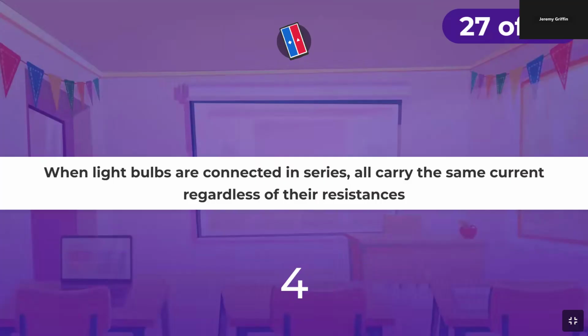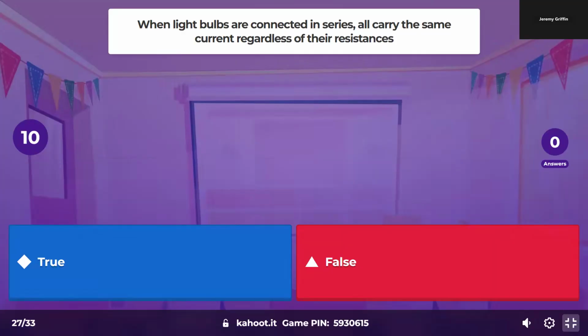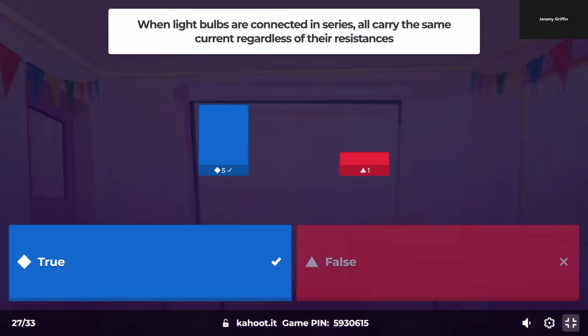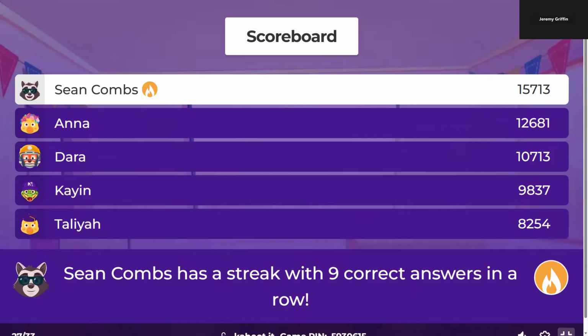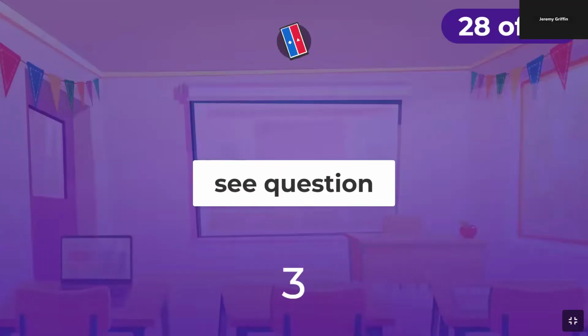Light bulbs connected in series all carry the same current regardless of their resistances. True. You have seen that a few times. As long as they're in series, it's a one-way street. All the cars have to travel on one street. All the current has to travel in amps. It's the same current in series.